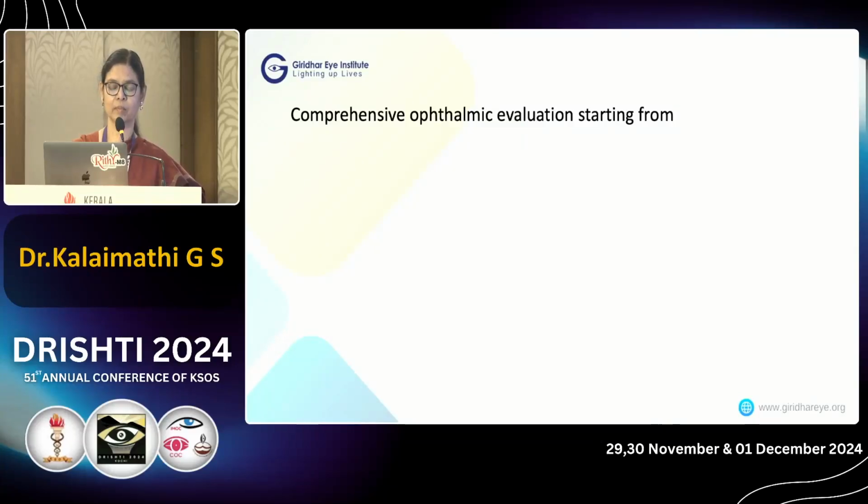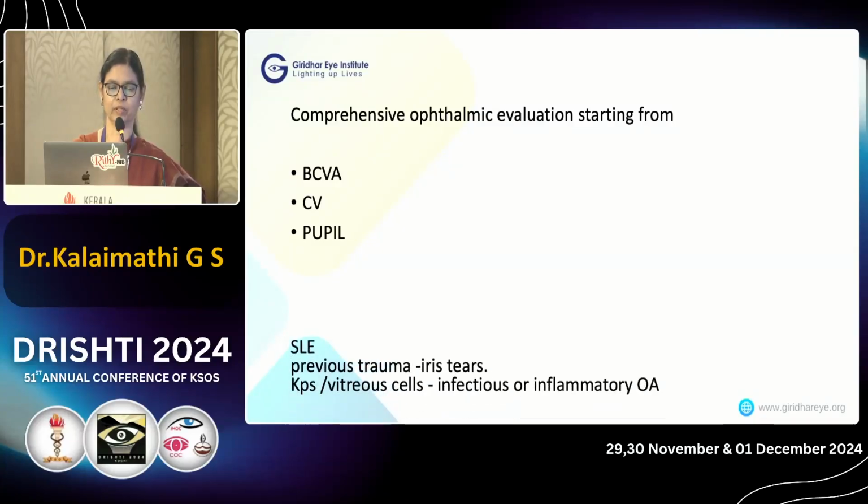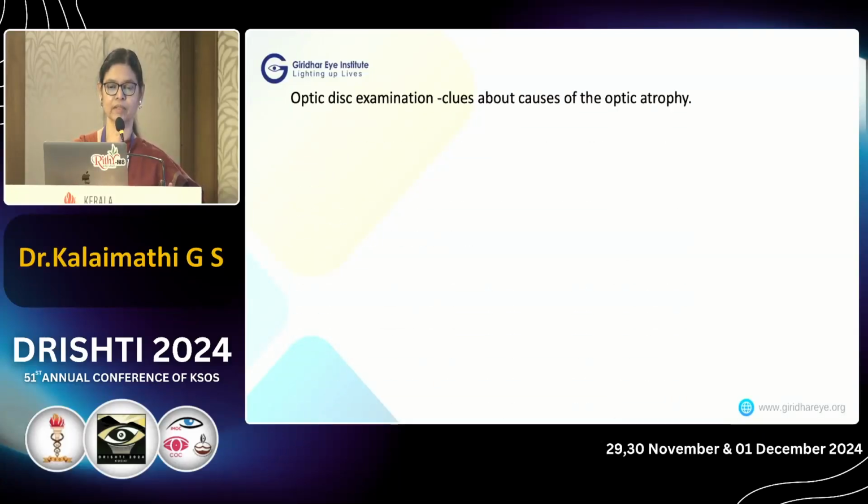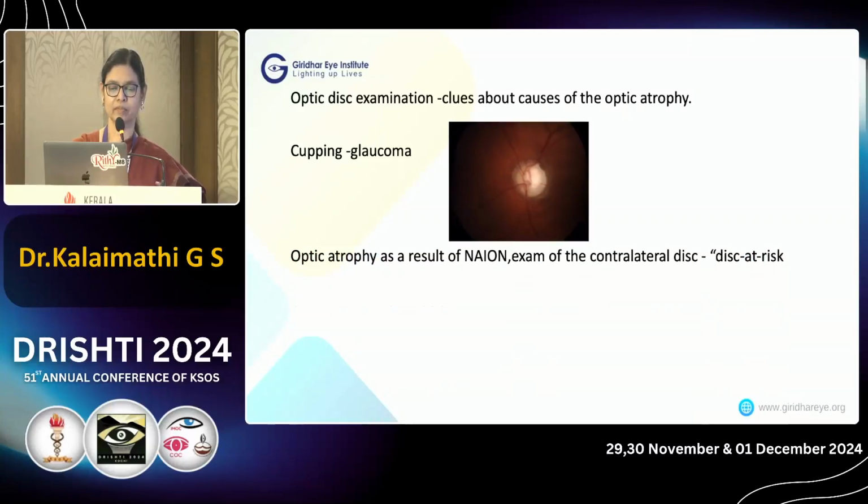So, a comprehensive ophthalmic evaluation should be done, starting from best corrected visual acuity, color vision, pupillary examination, slit lamp examination, and optic disc examination is very important. It gives clues regarding the cause for the optic atrophy. For example, if there is cupping, then we can think in terms of glaucomatous optic atrophy, and we have to examine the optic disc of the other eye also. For example, if the other eye optic disc is small and a cupless disc, then we have to think in terms of AION in the affected eye.